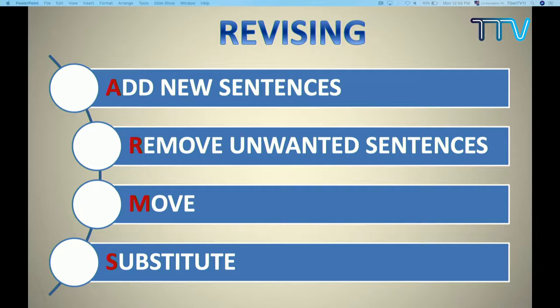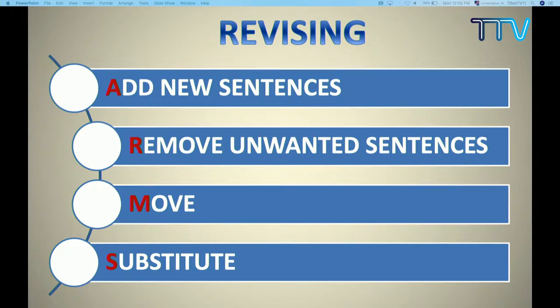In revising, we have one acronym. The acronym is ARMS, where A stands for add new sentences. In revising, you focus more on the content. What are you talking about? What do you want readers to know? Whatever you have written, do you think it serves your purpose of writing? You have to study all these things. So in revising, your work is more on the content rather than the mechanics of the writing.